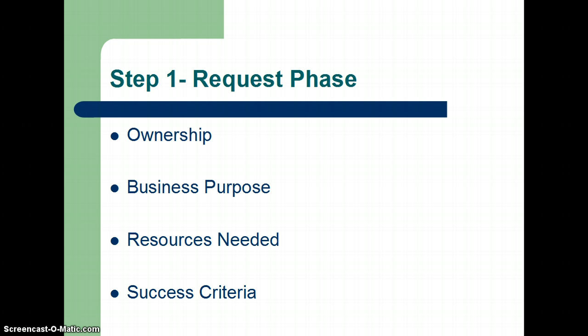Step 1, the request phase. It's important to have a complete understanding of a project, and in order to do so, you must have complete ownership of the project as well as its content and business purpose, or the purpose of its use. You must also be certain to have all of the educational resources that will be needed for the project. If you do not have all of the educational resources, you will not be able to execute your project fully.